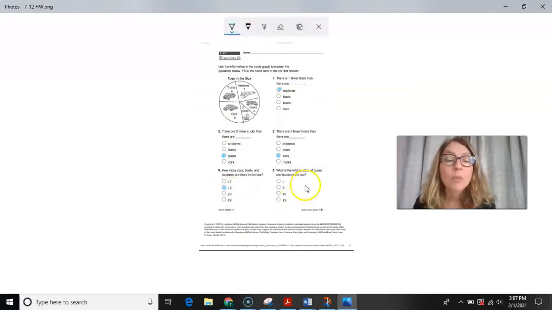Okay, and one more. What is the total number of buses and trucks in the box? So we have buses is 4, trucks is 6. 6 plus 4 is 10. Click on the 10. Okay, so this is how we would use a graph to answer questions, to analyze the information, to compare, contrast the different parts of that graph.